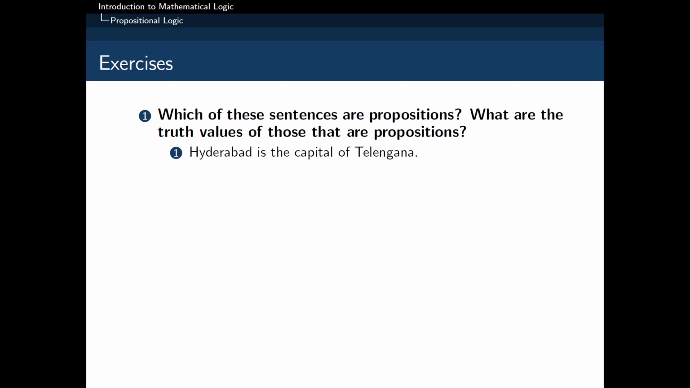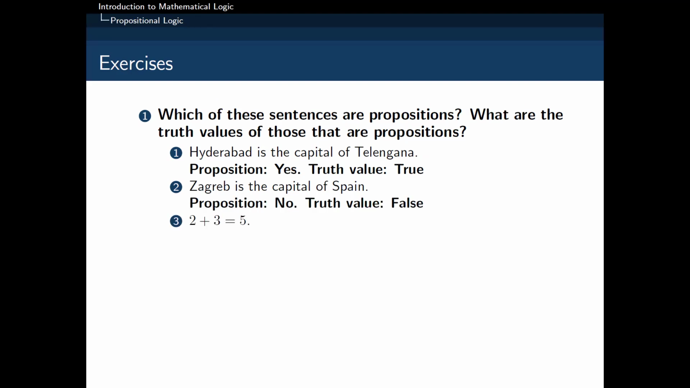Now we have some exercises. Take the sentences and find the truth values. Which of these sentences are propositions? What are the truth values of those that are propositions? Hyderabad is the capital of India. So it is a false statement, and its truth value will be F. Zagreb is the capital of Spain. It is false. Madrid is the capital of Spain.